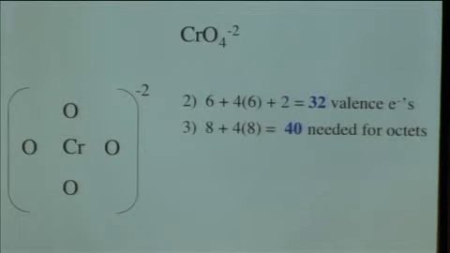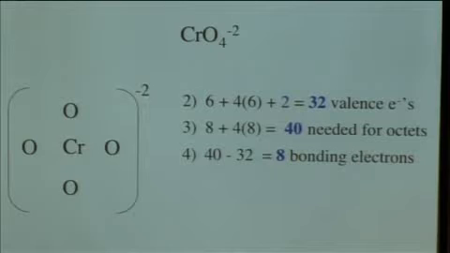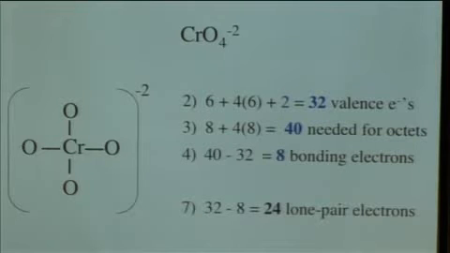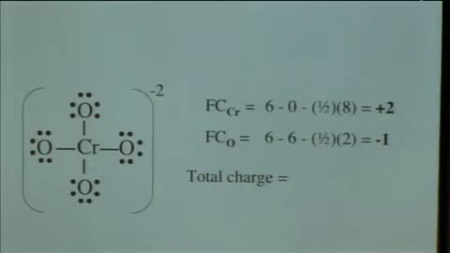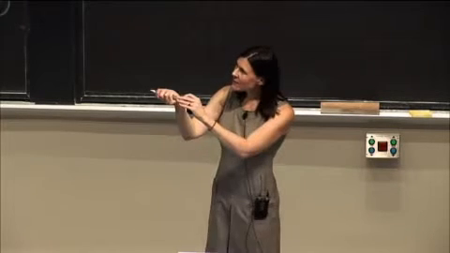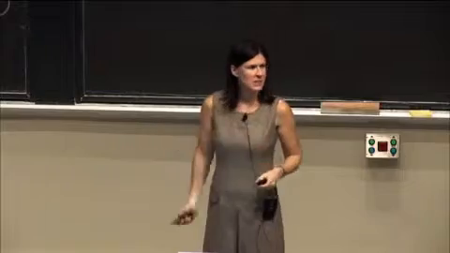40 are needed to fill up octets. So again, we have 8 bonding electrons available, so we can fill these in between each of the bonds. Then we have 24 lone pair electrons left, and we can fill those in like this. And the problem comes now when we figure out the formal charge. When we do that, we find that the chromium has a formal charge of +1, and each of the oxygens has a charge of -1. So we actually have a bit of charge separation here. Without even doing a calculation, what is the total charge of these added up?